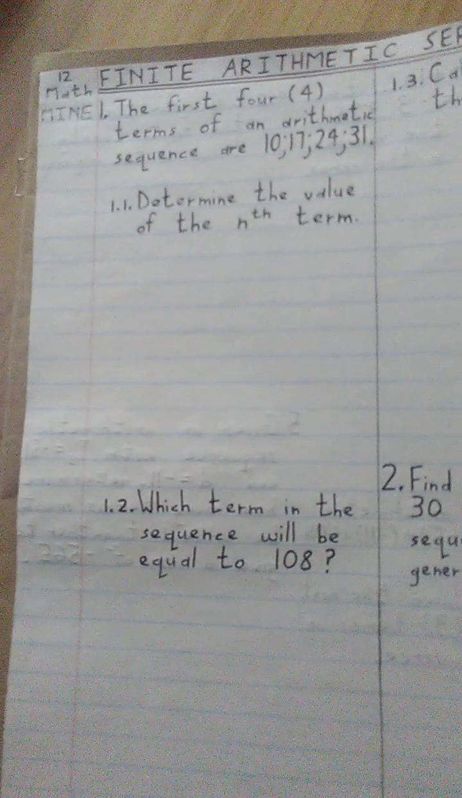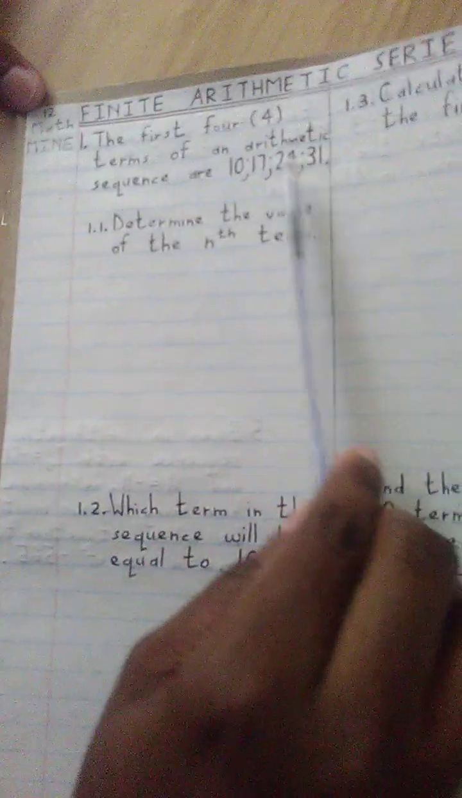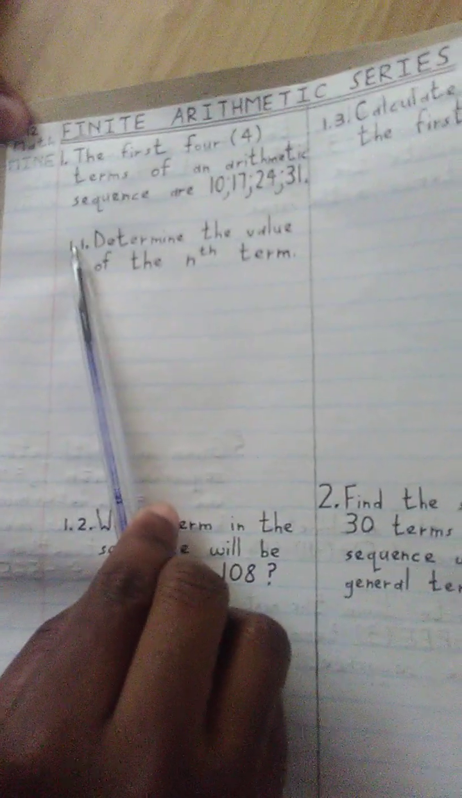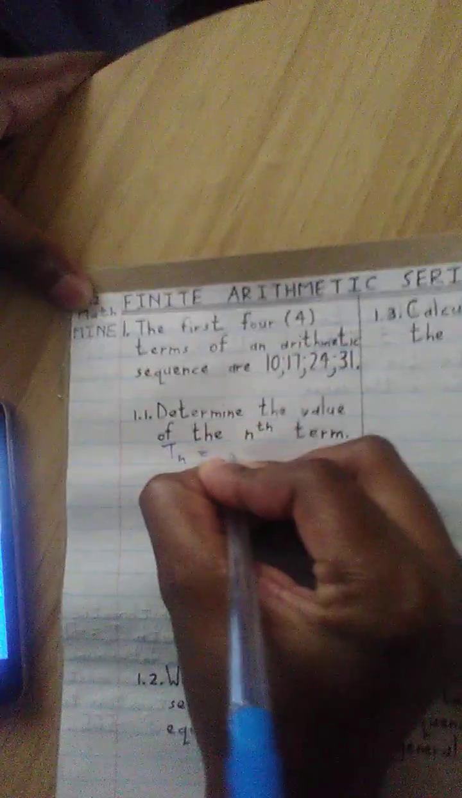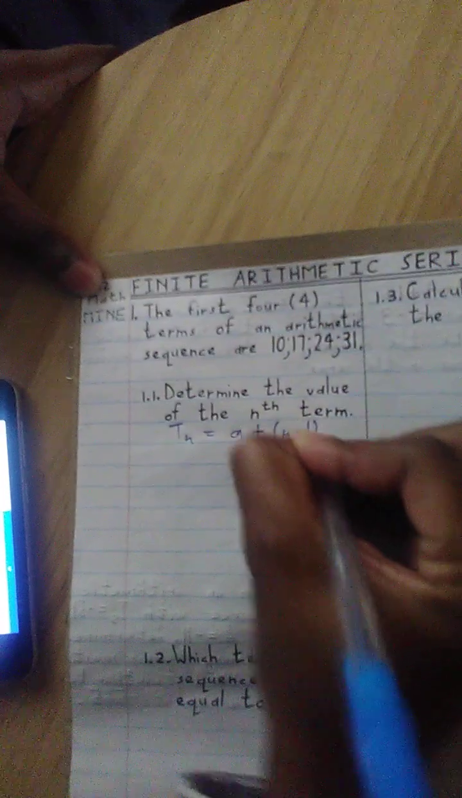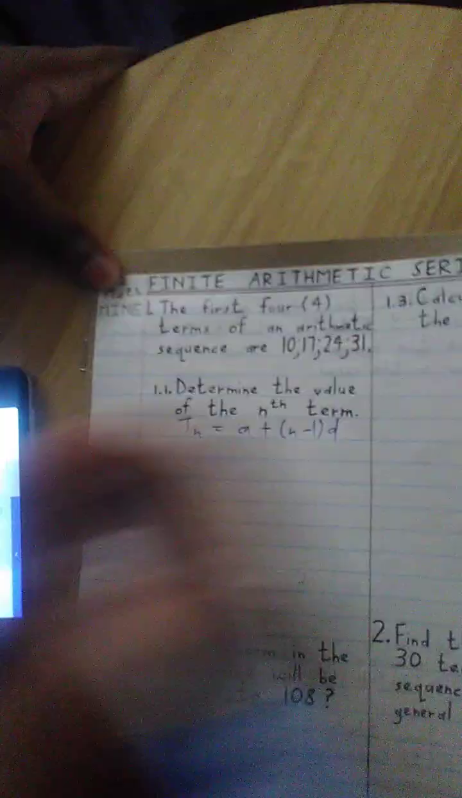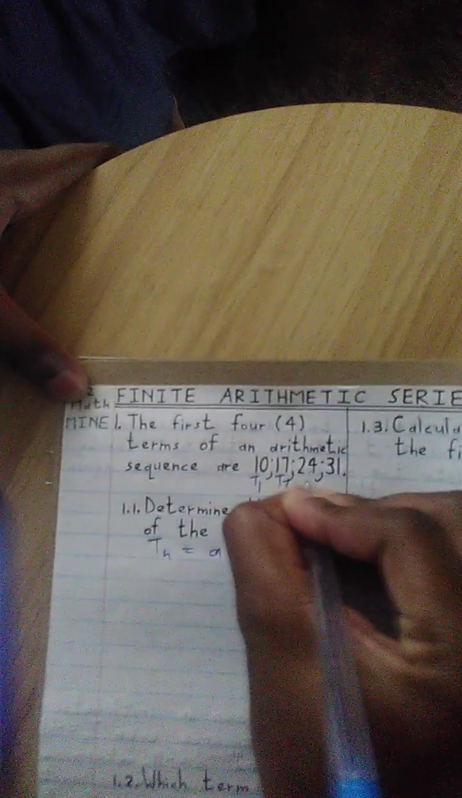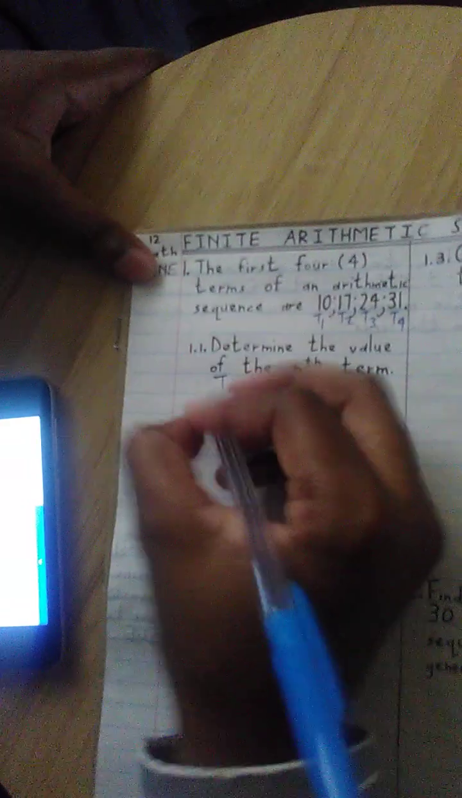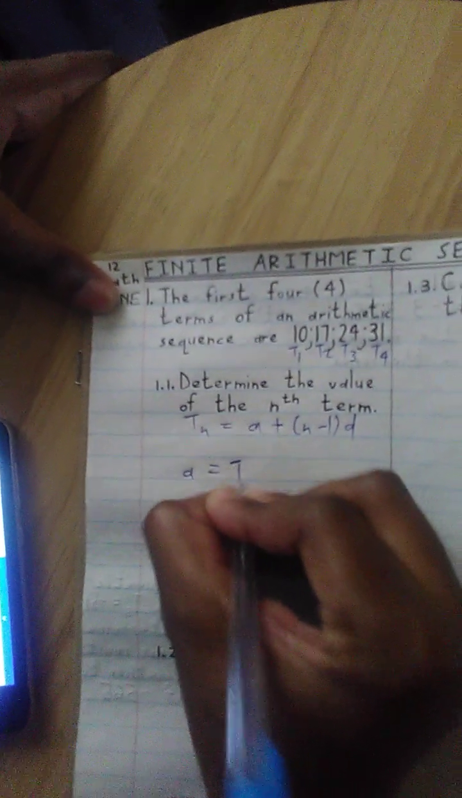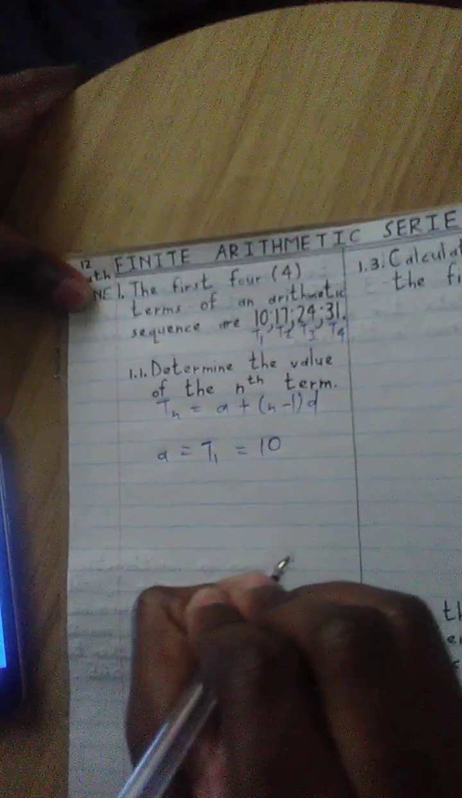Okay, so the first question gives the first four terms of an arithmetic sequence: 10, followed by 17, followed by 24, followed by 31. 1.1 states, determine the value of the nth term. So we are given that this is an arithmetic sequence. That's the formula, so you label T1, T2, T3, T4. So a is T1, which is 10.